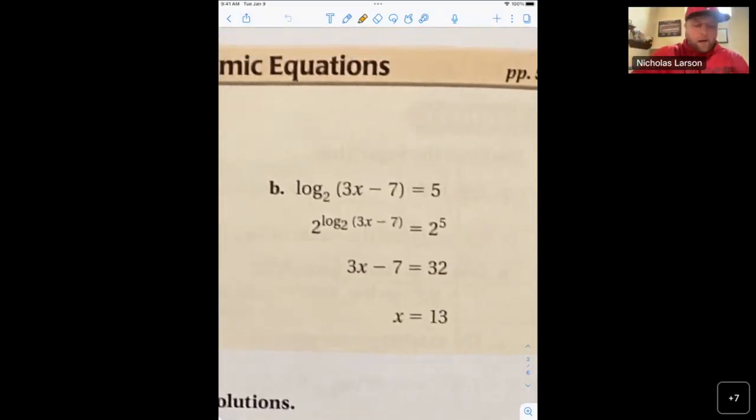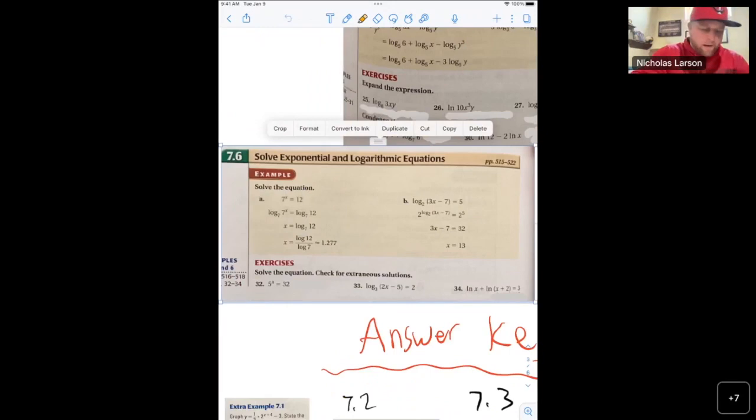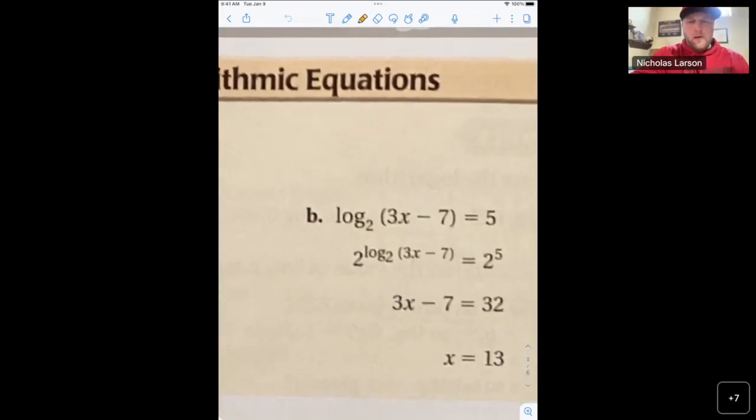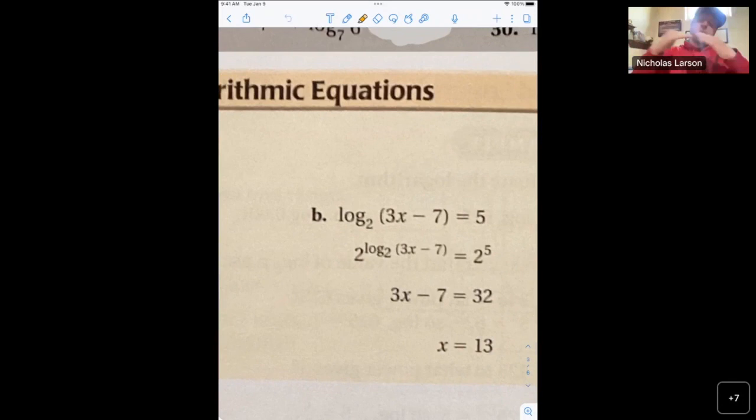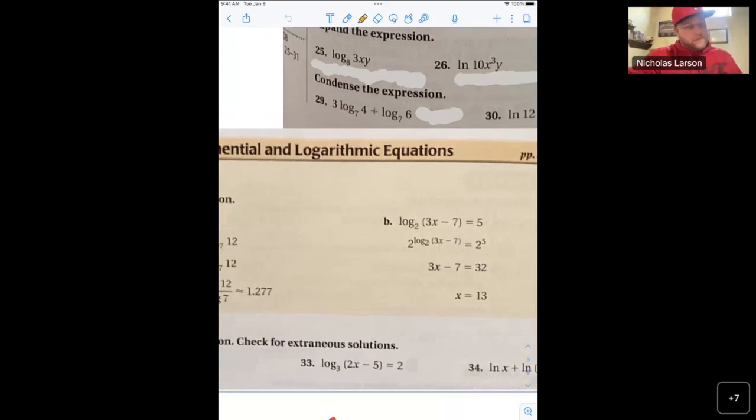Opposite but similar. If I have a log and I want to get rid of it, I need to put it to a 2 and move it to my exponent so that it cancels out. Anything I do on the left, I do on the right. And I'm left with 3x minus 7 equals 32 and x equals 13.